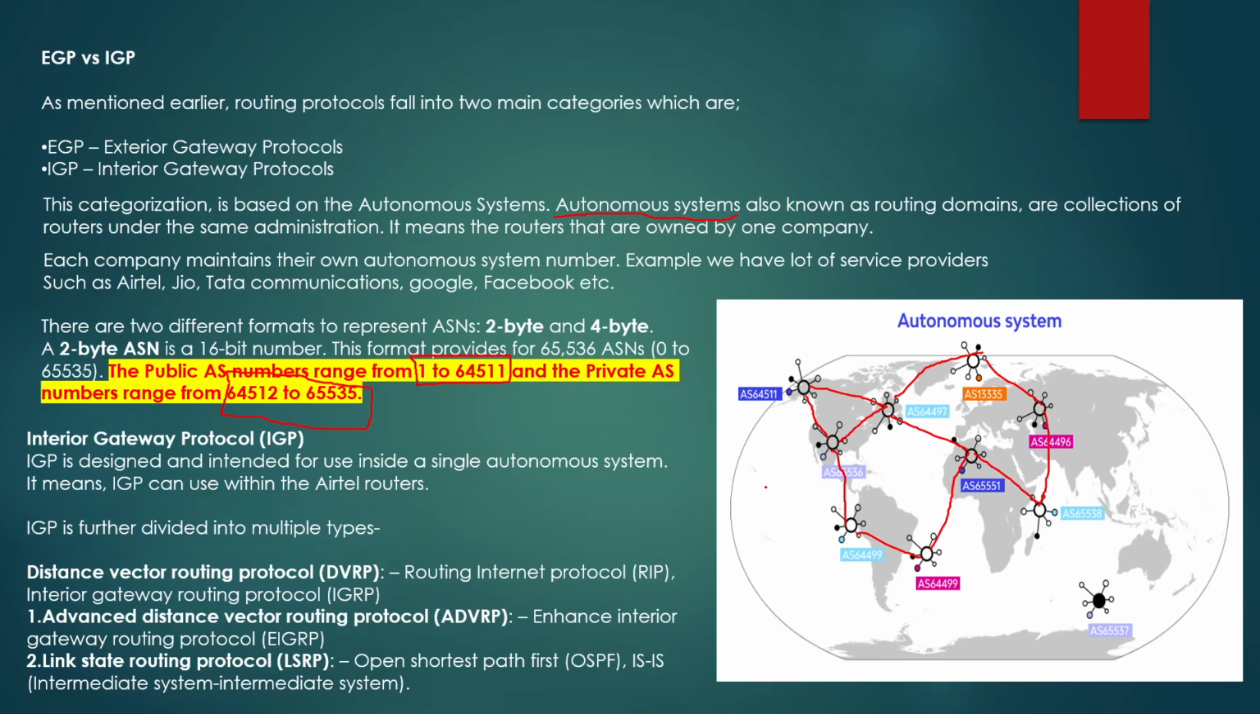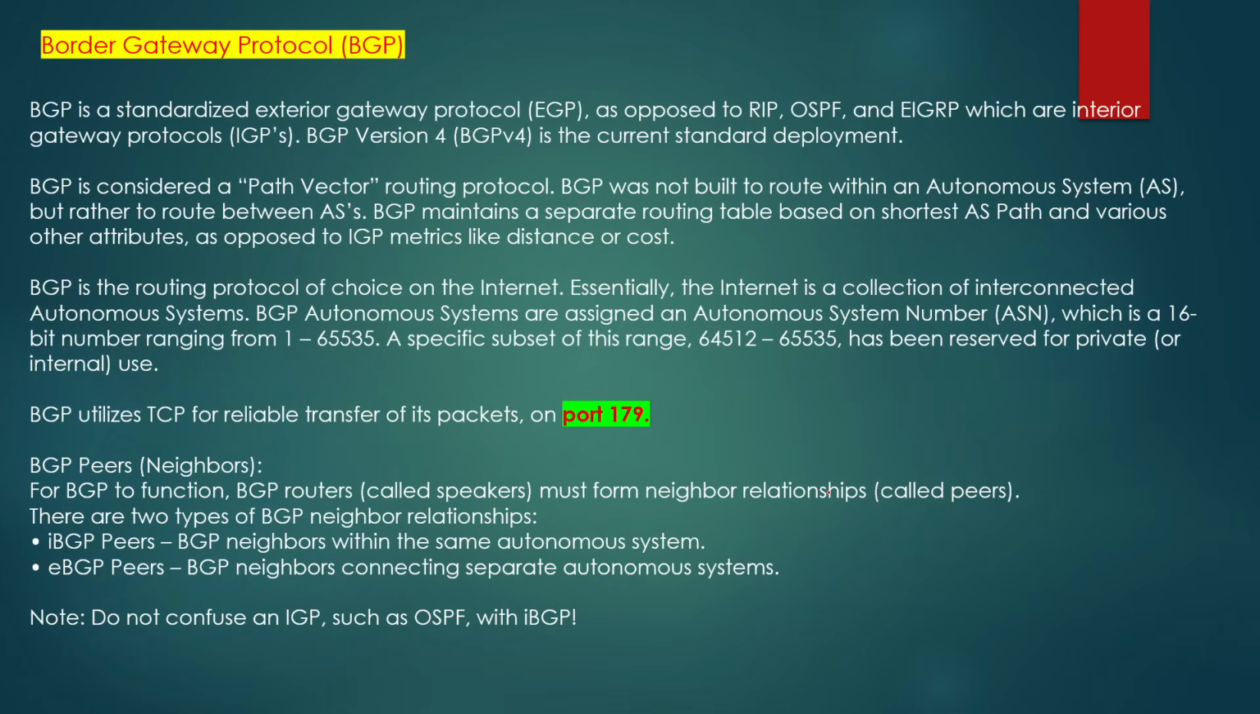But in BGP, it is not like that. You need to specify the neighbor. Hey, you are my neighbor. And one more thing, BGP is a path vector routing protocol and BGP uses TCP.